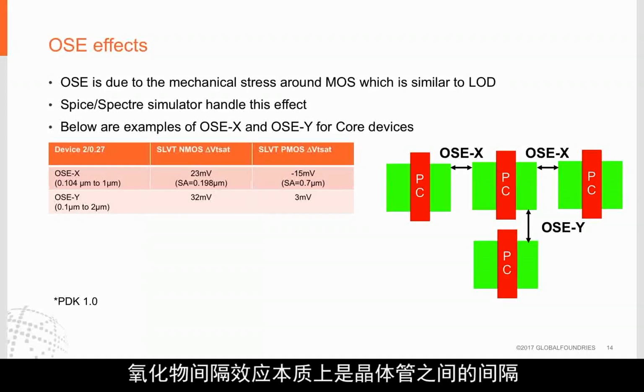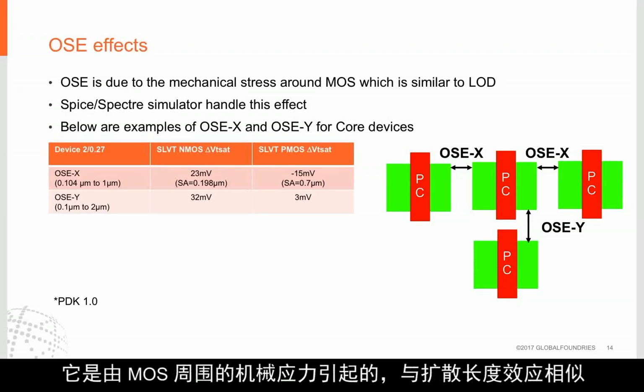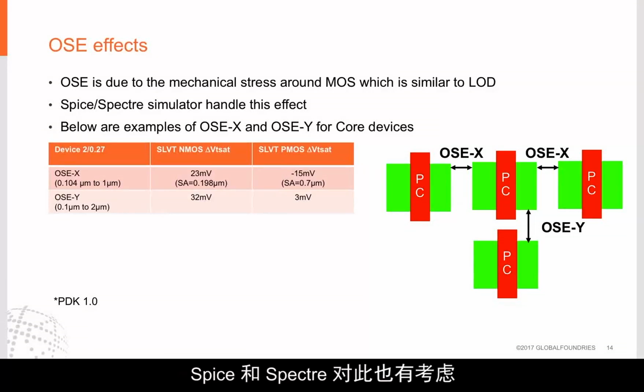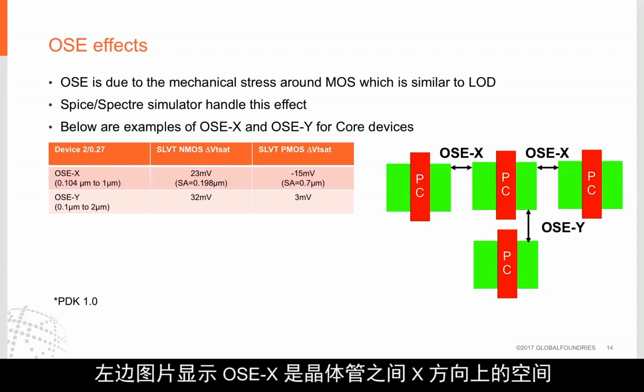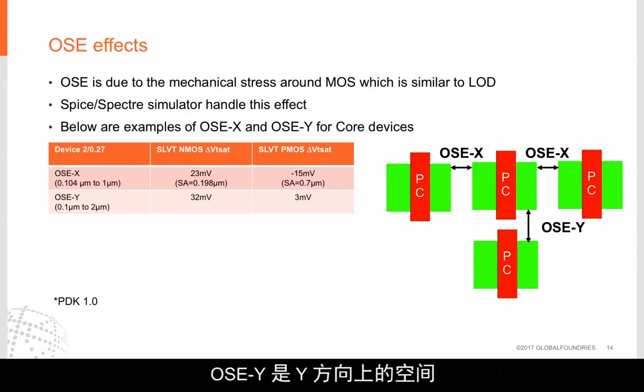The oxide spacing effect is essentially the spacing between the transistors, and it is caused by the mechanical stress around the MOS, which is similar to the length of diffusion effect. SPICE and Spectre take this into account as well, and some examples of the OSE-X and OSE-Y for core devices are shown in the table. The picture on the left shows where OSE-X is the space in the X direction between the transistors, and OSE-Y is the space in the Y direction.